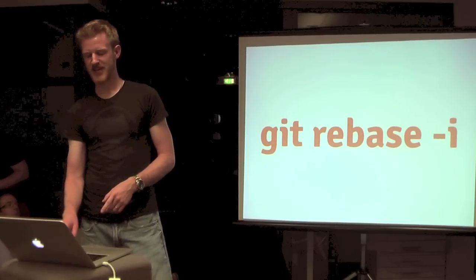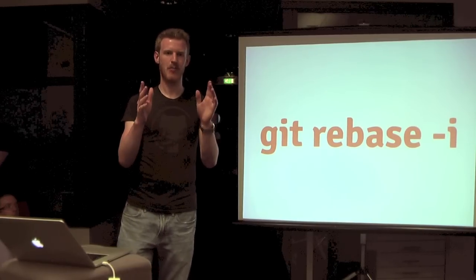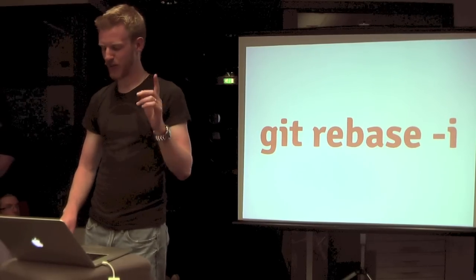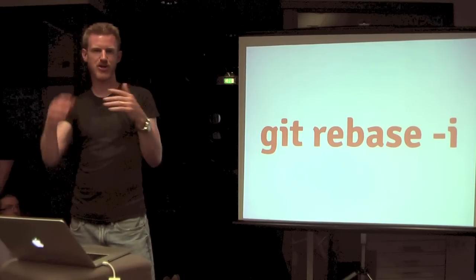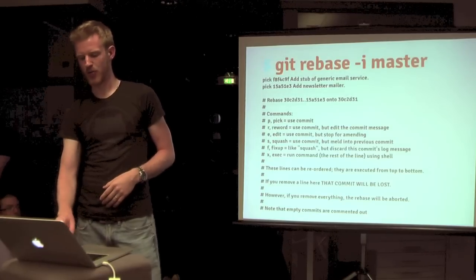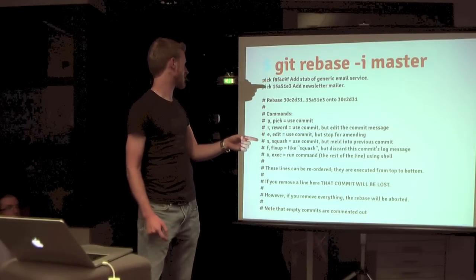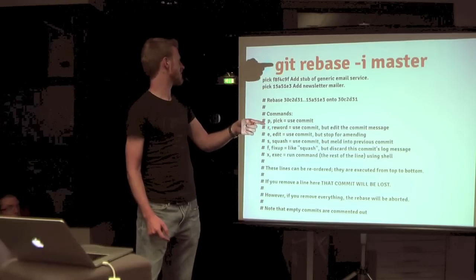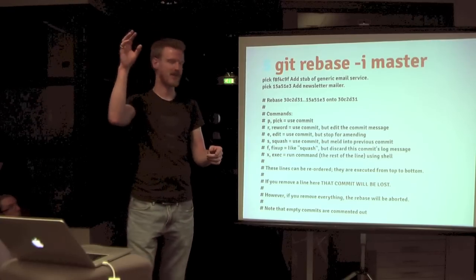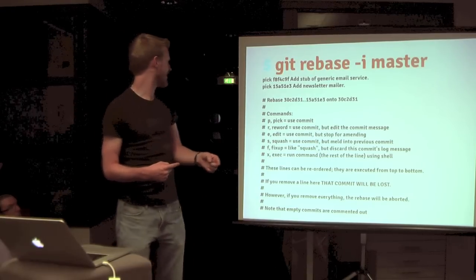So git rebase dash i. Rebase, a bit confusing. Rebase dash i, a bit more confusing, but a lot more useful. So what I was doing before, I was showing how we could queue some commits on top of another commit. So if I'm queuing these two commits on top of master, I would type git rebase dash i master, and then it will pop up my text editor, which the first time you run it, you're like, huh? I didn't expect that to happen.